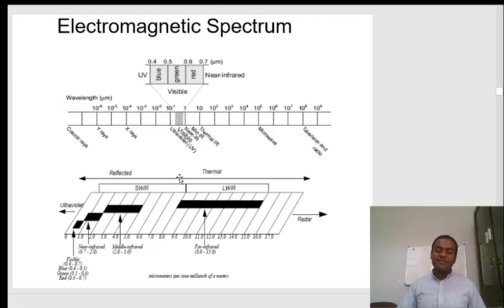Okay, we can divide the whole range of the electromagnetic spectrum into thermal energy and reflected energy. Reflected energy is most of the time short wave infrared, while the thermal ones are longer wavelength infrared. Those categories under shorter wavelengths are middle infrared, near infrared, and visible ranges. The visible range is the range where our eyes can operate: blue, green, red. There are UV rays and near infrared rays.